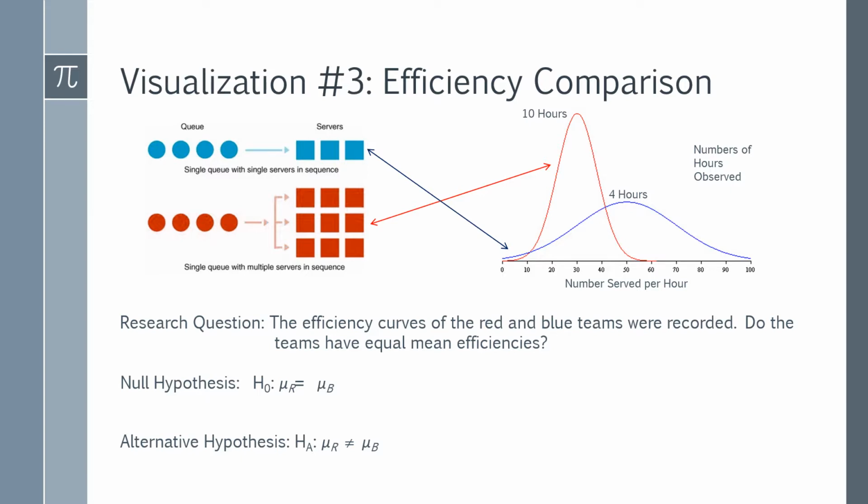So the research question is: the efficiency curves of the red and blue teams were recorded. Do the teams have equal mean efficiencies? So the null hypothesis would be that the red is equal to the blue, and the alternative would be that the red is not equal to the blue.